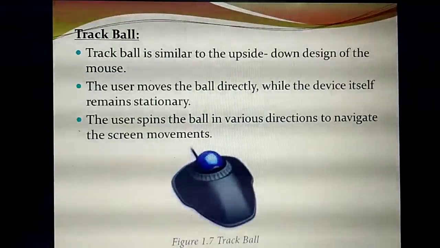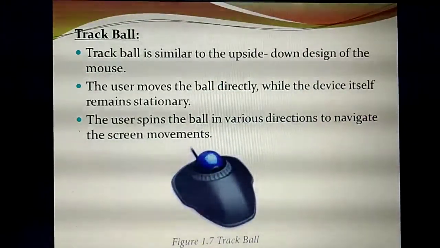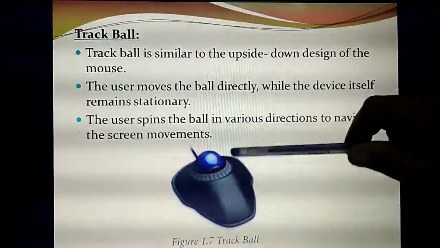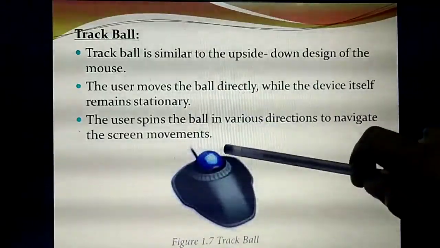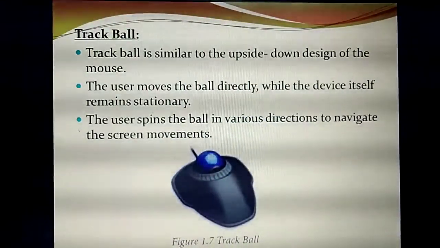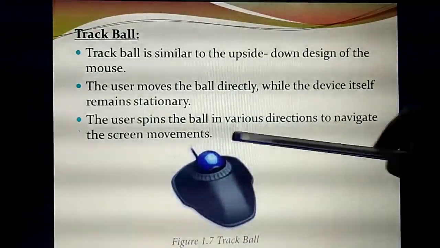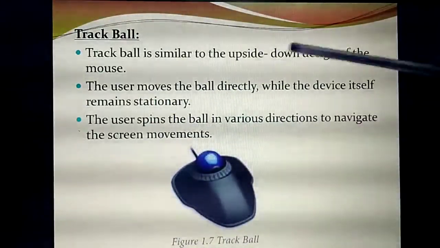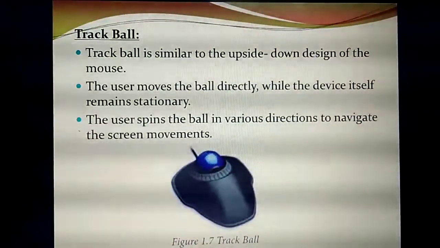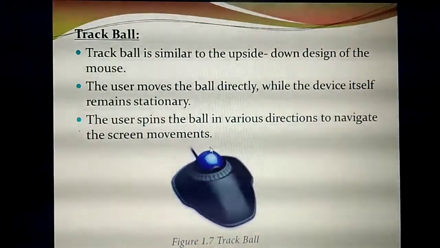The whole mouse or device you can move from here to there, but with a trackball we keep the device stationary in one place, and we move only this part, that means this is the trackball. This ball alone we are moving. Based on that, if we spin this ball, the pointer on the screen will move from here to there based on this spin movement.